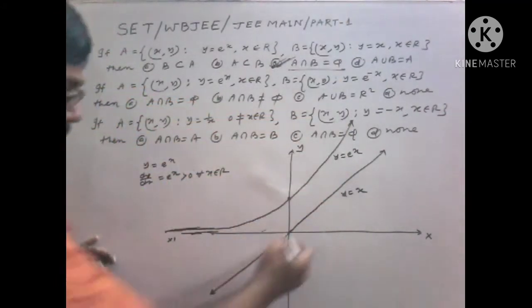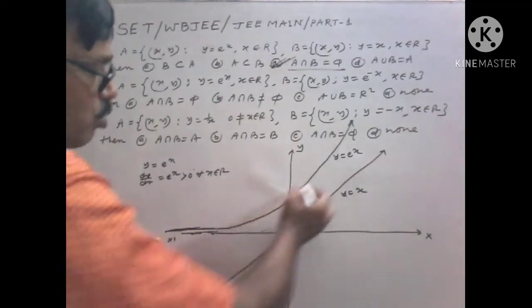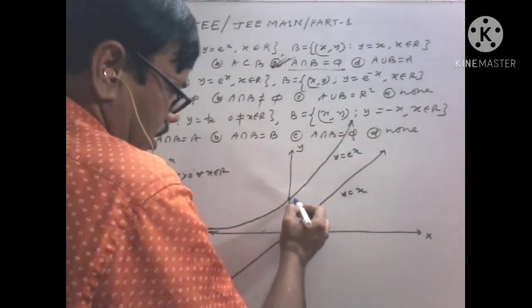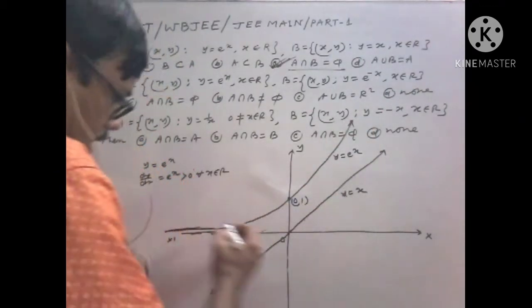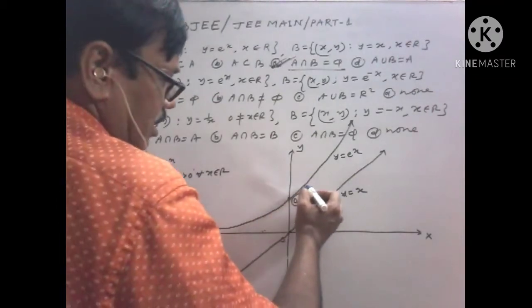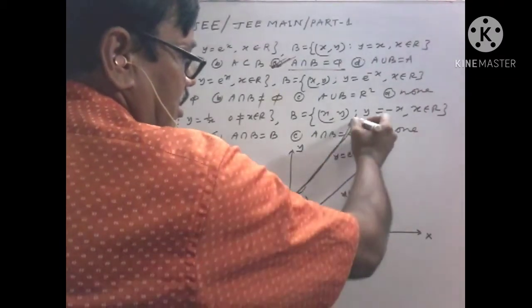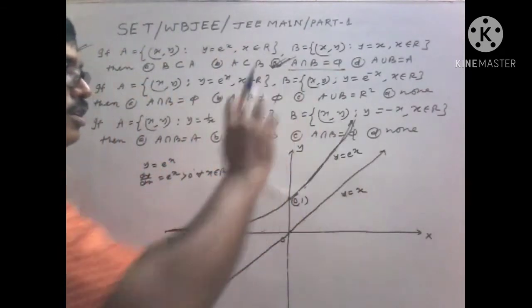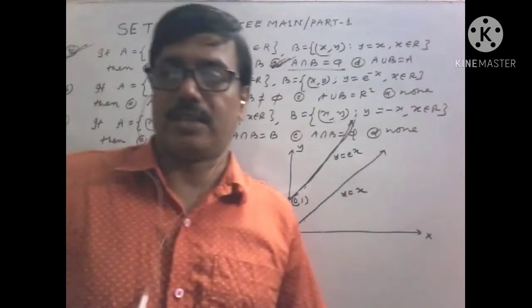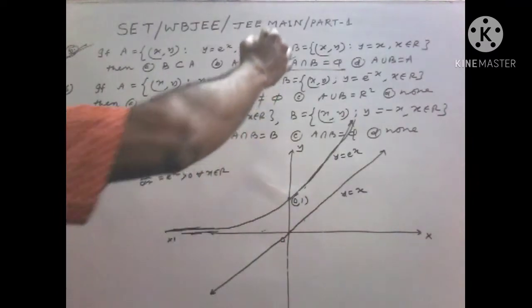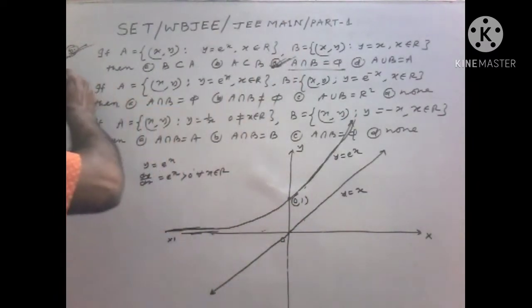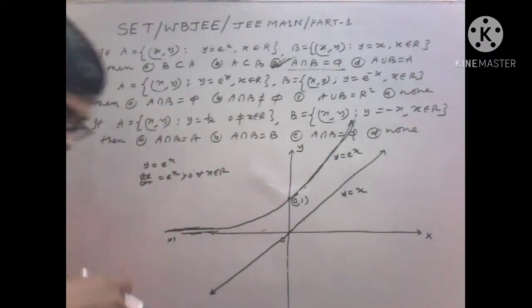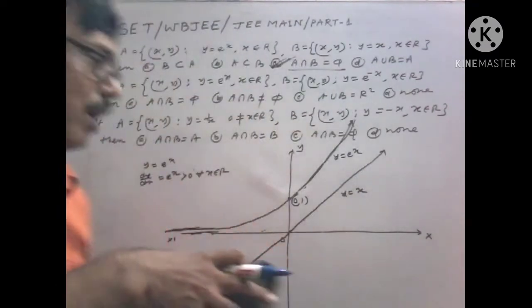So this is y equals x and y equals e to the power x. This one is (0, 1). Look, this is increasing in nature. As x increases, it increases. So there is no scope of intersecting with y equals x. So the possible option is this one. Now problem number 6, the same type of problem.